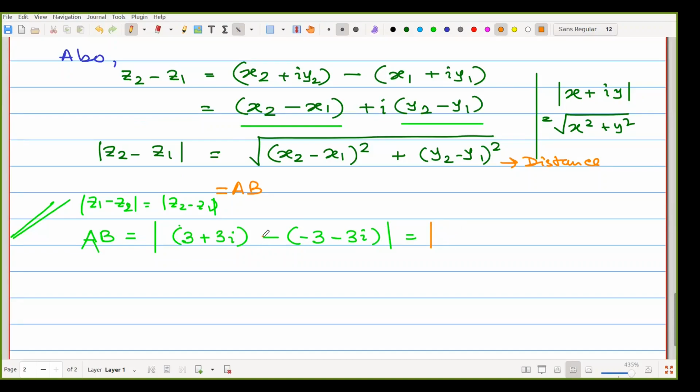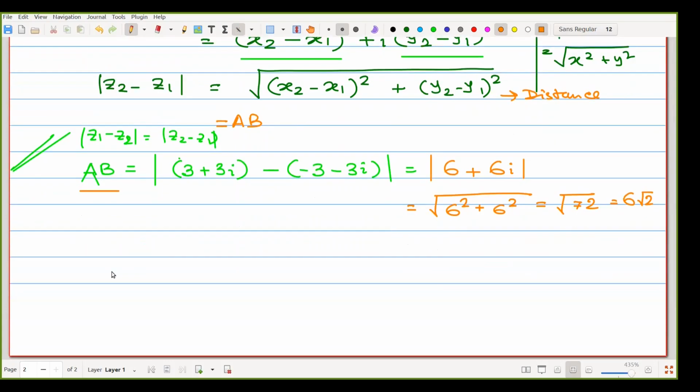That is 3 minus of minus 3, that means 6, and plus 3i minus of minus 3i, that means plus 6i. So the modulus of 6 plus 6i is the square root of 6 square plus 6 square, or the square root of 36 plus 36, that means 72, which can be written as 6 root 2. So that is the value of the distance between A and B. Let's check with the second one.